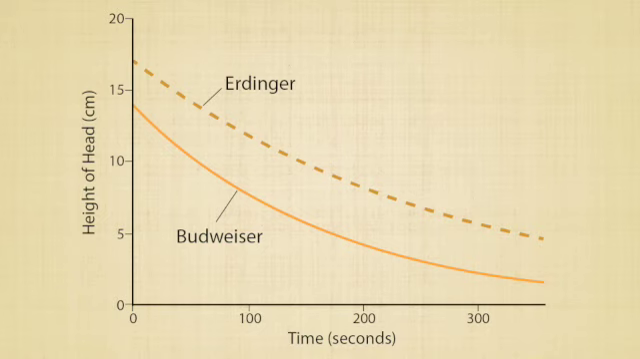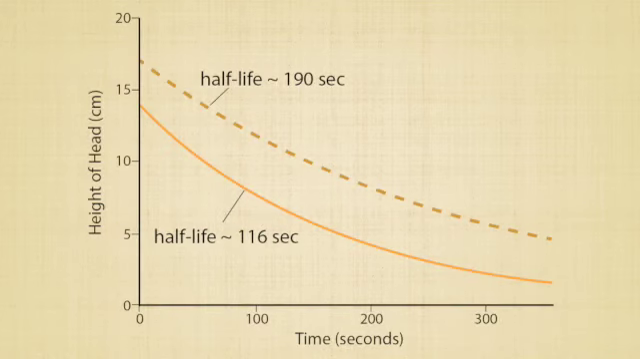As it turns out, exponential curves like this happen with a lot of processes in nature, and one way to describe the rate of decline is the half-life, the time it takes for the head to decline to half of its starting value. In the case of the Erdinger, this half-life is 190 seconds, while the Budweiser's head has a half-life of 116 seconds. As we'll see shortly, this is a good analogy for many of the processes that are used for dating in archaeology.